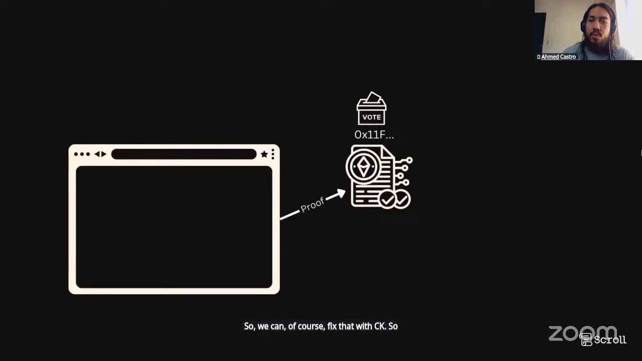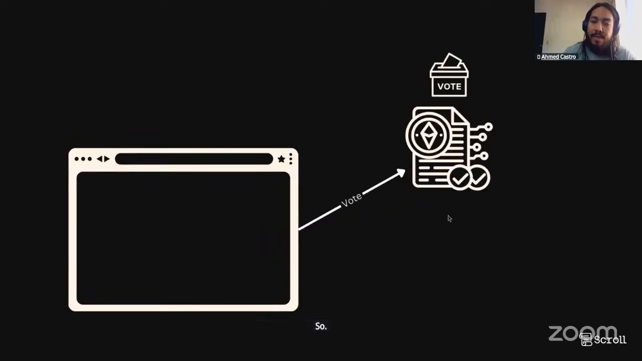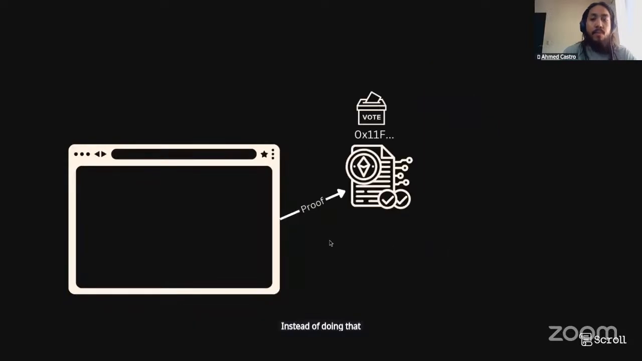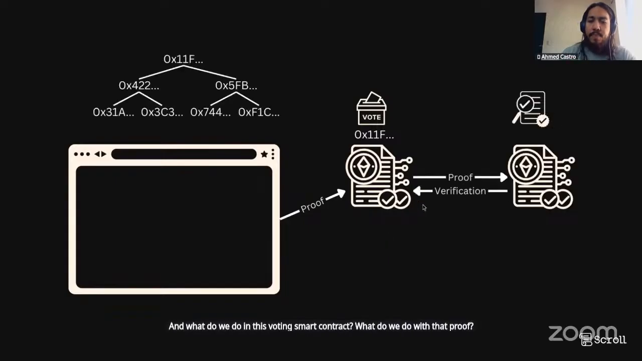So we can of course fix that with zk. How would that work? Instead of passing a vote to a smart contract like we're used to doing in Ethereum, we pass a proof. We don't pass a vote, we pass a proof to a smart contract. And what do we do in this voting smart contract with that proof? We pass it for verification to our verifier smart contract.